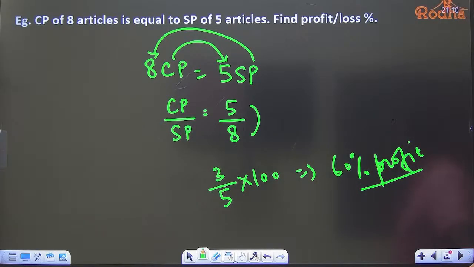Is it okay to all? If you feel any issue in any question, please write it in the comment section. मैं उसको और थोड़ा डिटेल में समझा दूं. Is it okay? Now see this question.